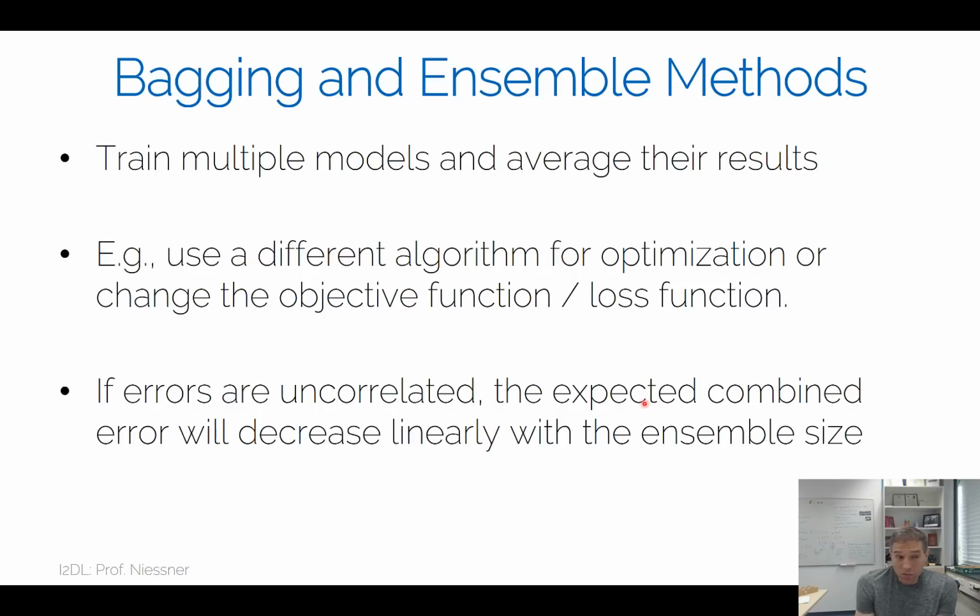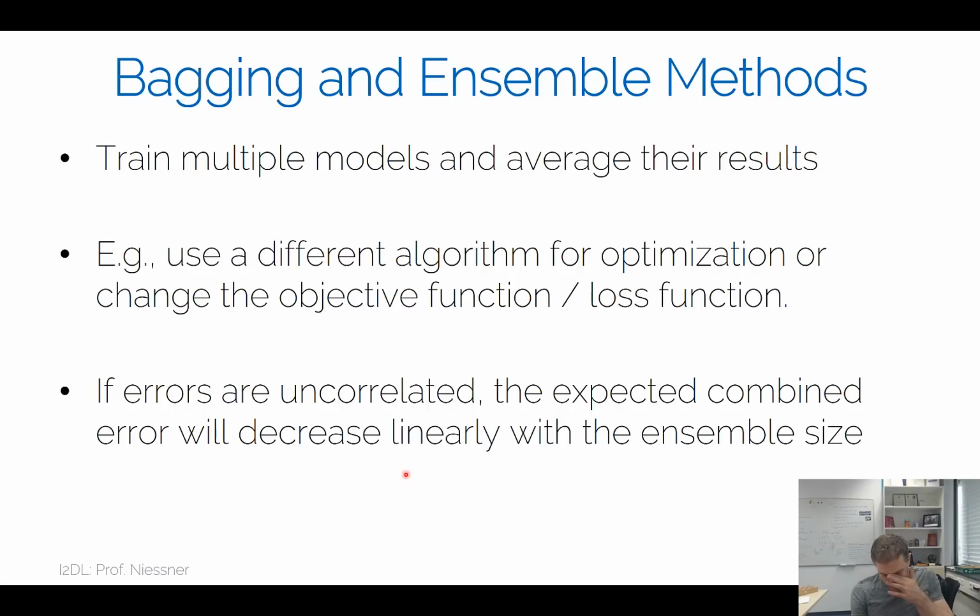I can even go further. I can even say, I'm using different methods for optimization, different hyperparameters, even change the loss function and stuff like that. So if the errors are uncorrelated, the expected combined error will decrease linearly with respect to the sample size. This one I would take with caution. It's not always linear, of course. But the idea is, since we have multiple models, we're training all of them together. We would hope that we get better results at the end of the day if we're combining the results of all of them.